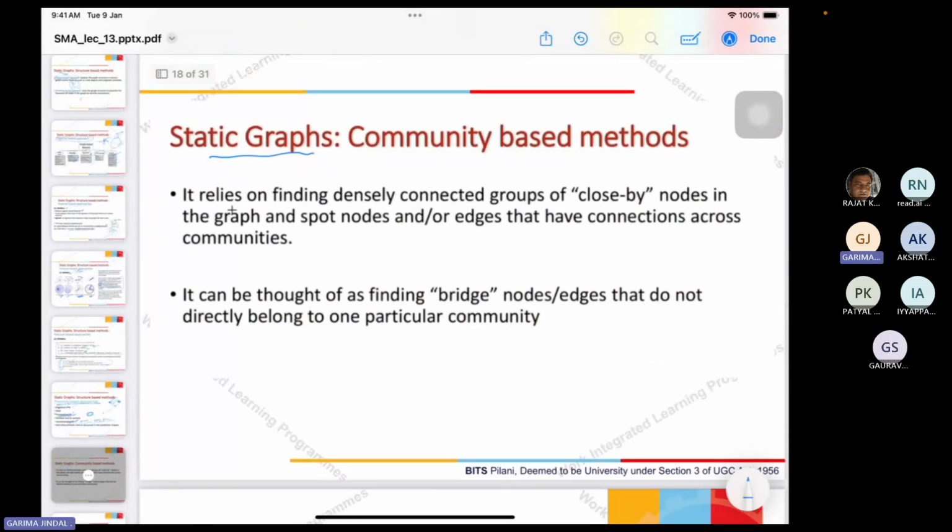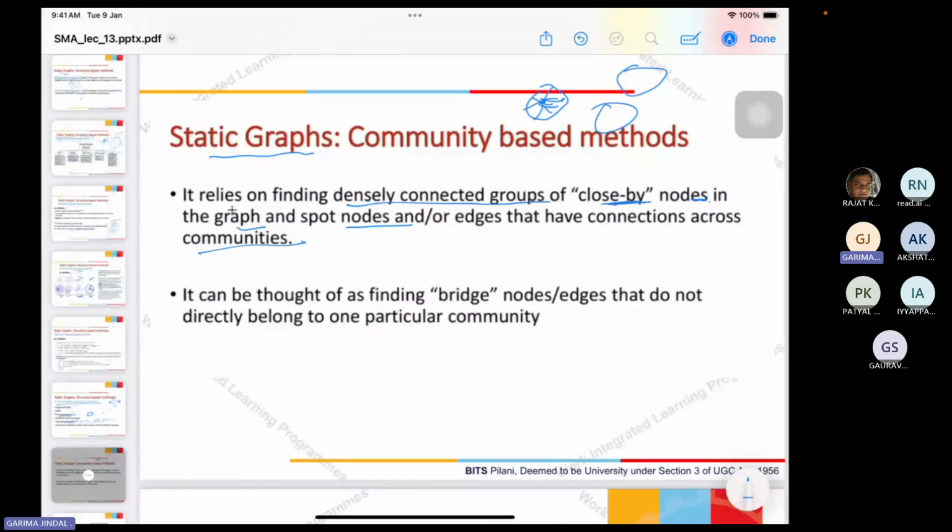Community-based method relies on finding densely connected groups of close by nodes in the graph and spotting the nodes or the edges that have connections across communities. In the community-based method, one approach is that we try to identify different communities in the network. Then we see that these are the nodes that are connected within.